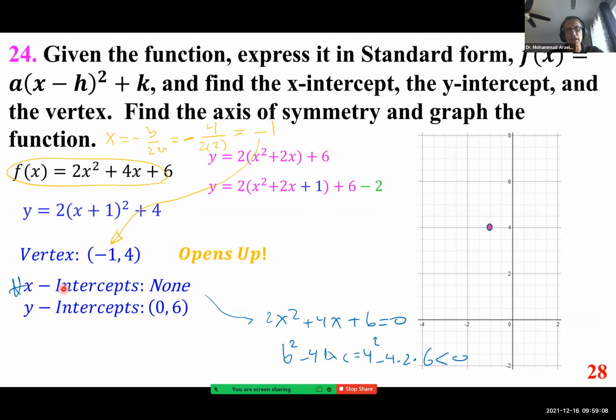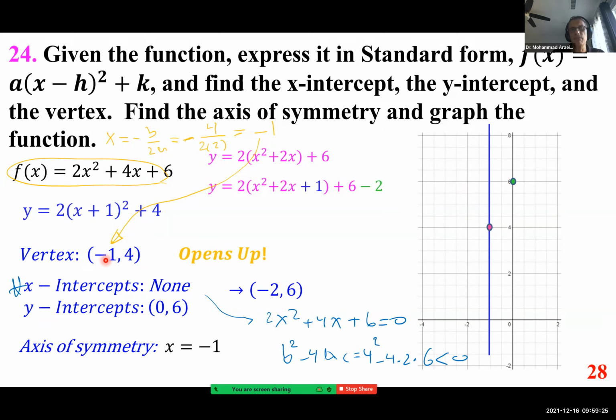All right, we know the axis of symmetry. So that's the point 0, 6, okay? The y-intercept, there's no x-intercept. Axis of symmetry, x equals -1. And we also have this point -2, 6 because of the axis of symmetry. Think about it. So the axis of symmetry is this one. And whatever this distance is, which happens to be 1, if we go one more to the left, it has the same y coordinate.